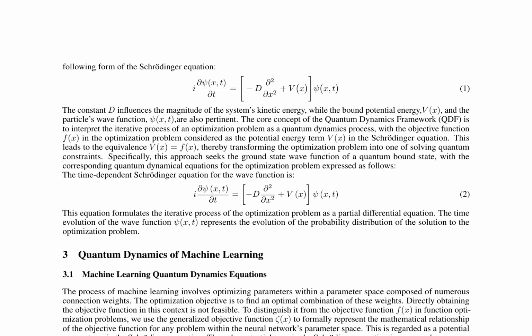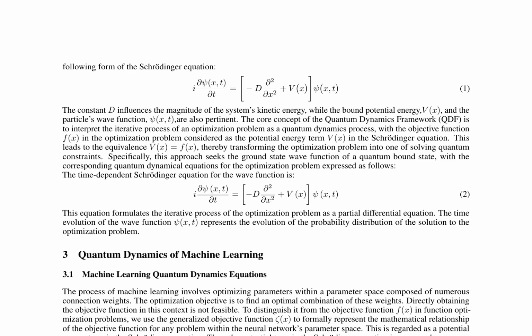The quantum dynamics framework, QDF, formulates the time-dependent Schrödinger equation to model optimization problems, where the objective function is considered as the potential energy term. The equation is given by i ∂ψ(x,t)/∂t = −D² ∂²/∂x² ψ(x,t) + V(x)ψ(x,t), where D influences the system's kinetic energy, V(x) represents the bound potential energy, and ψ(x,t) is the wave function.